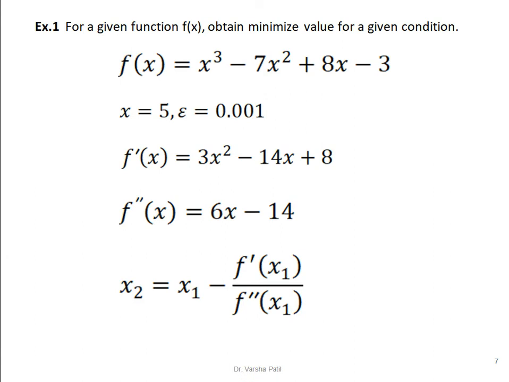For a given function f(x), obtain the minimized value for a given condition. f(x) is equal to x cube minus 7x square plus 8x minus 3, with x equal to 5, and the convergence condition, epsilon, is 0.001. First we calculate f'(x) and f''(x), which is 3x square minus 14x plus 8, and f''(x) is equal to 6x minus 4. Now by taking these values we can get the value for x2, which is x1 minus f'(x1) divided by f''(x1).